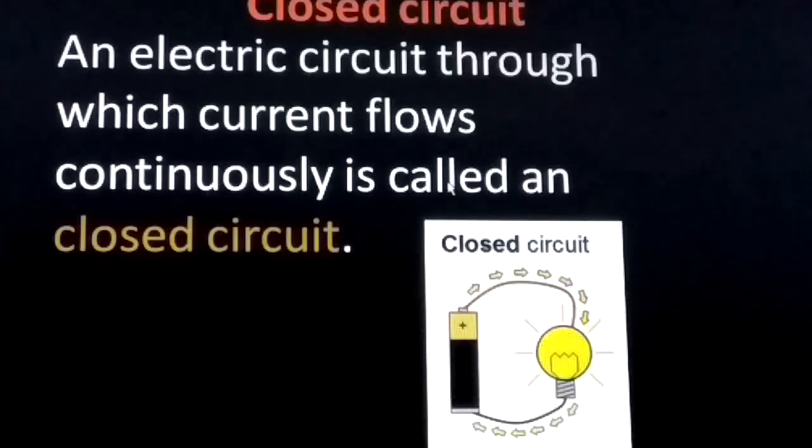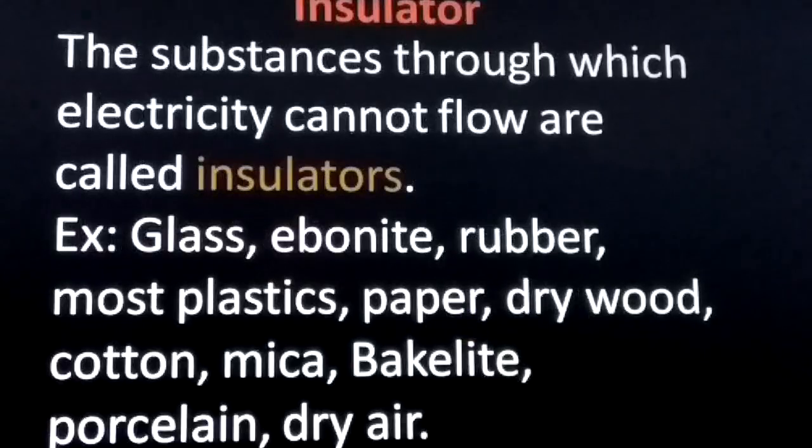Therefore students, we can define that an electric circuit through which current flows continuously is called a closed circuit. I think, students, you are now clear about the electric circuit, open circuit and closed circuit. Okay. Now we will move on to insulators.